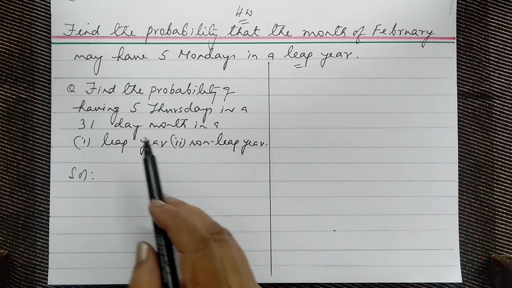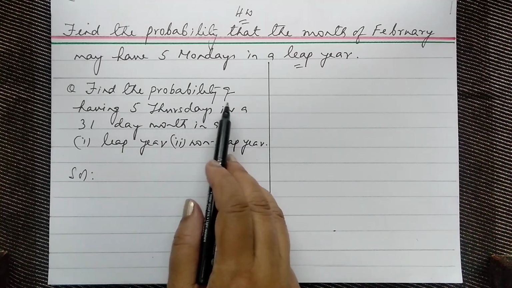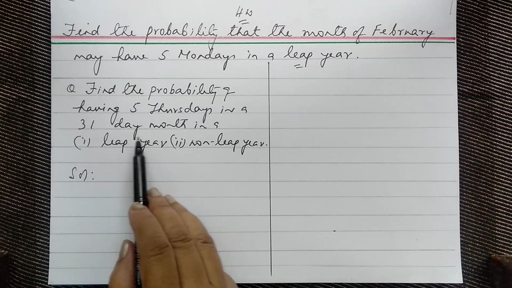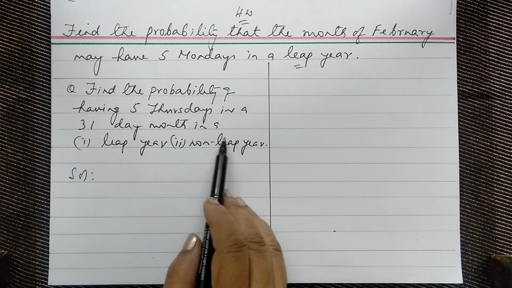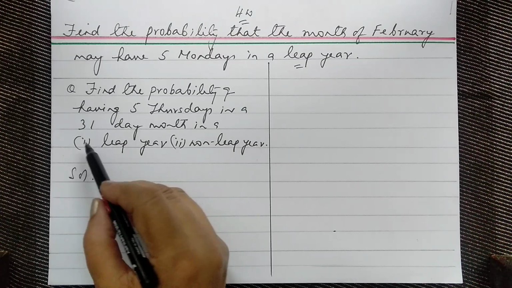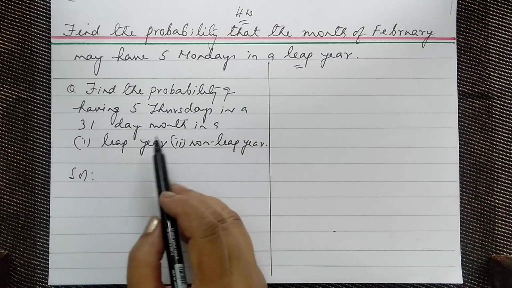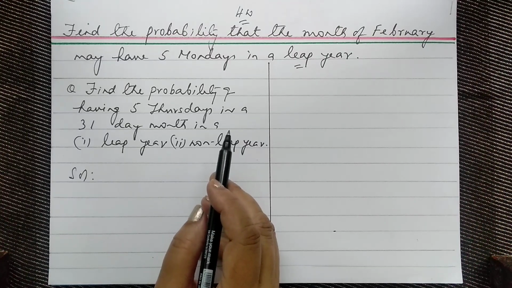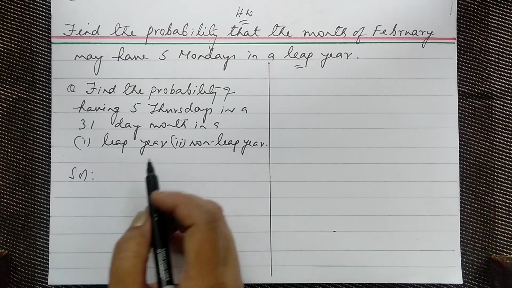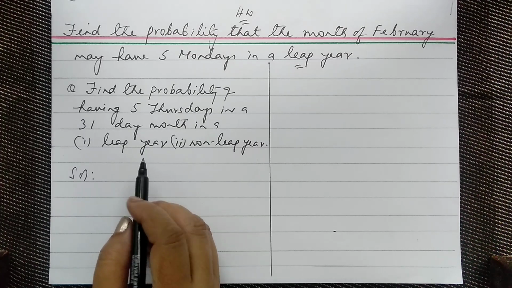Okay, now this is a little tricky. Find the probability of having 5 Thursdays in a 31-day month in a leap year as well as a non-leap year. So this 31-day month could be what? We know that there are 7 months in a year having 31 days.